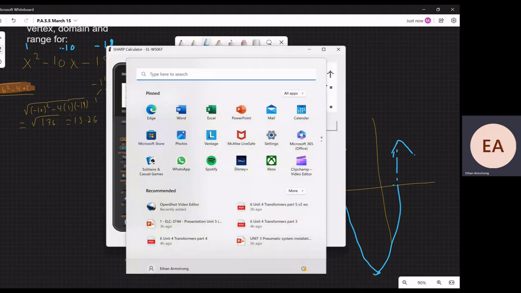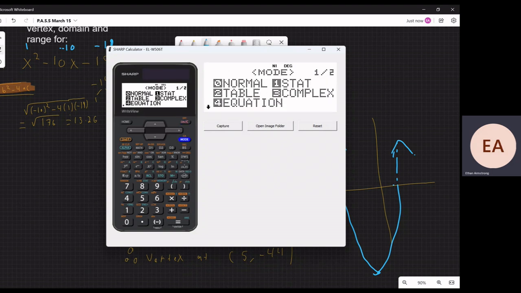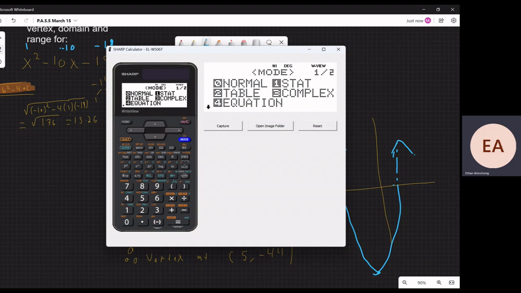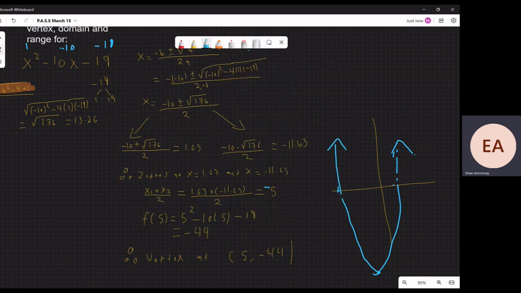But we can check that real quick on our calculator. Again, this is just to check your answer, to make sure you got it correctly. So go to mode, equation, this is quadratics, we hit 2. Our A value is 1, our B value is -10, and our C value is -19. And there we go. Those are the x values we got, and for our vertex we had -5, -44, which is also correct. So that means we got this one right.